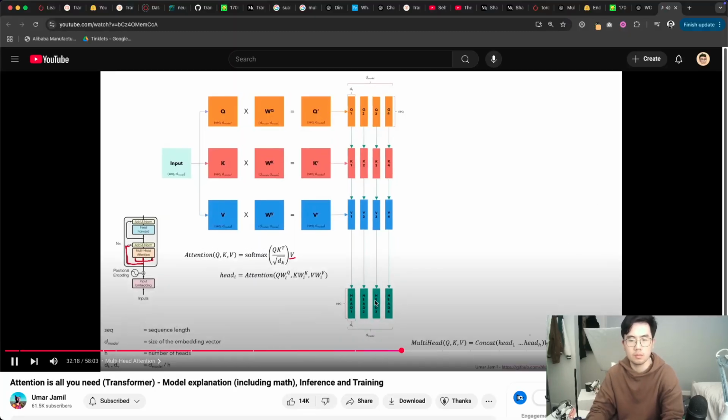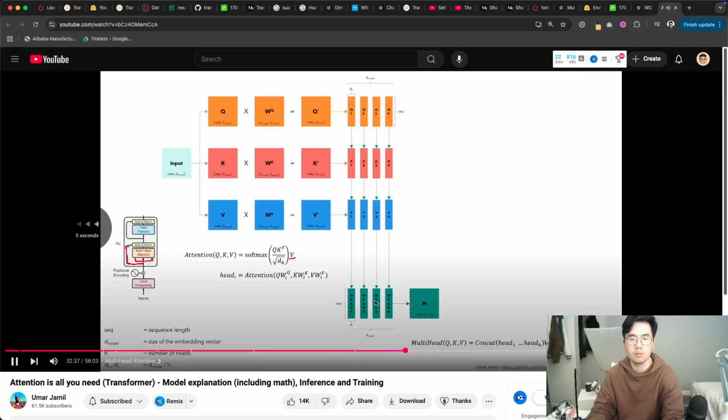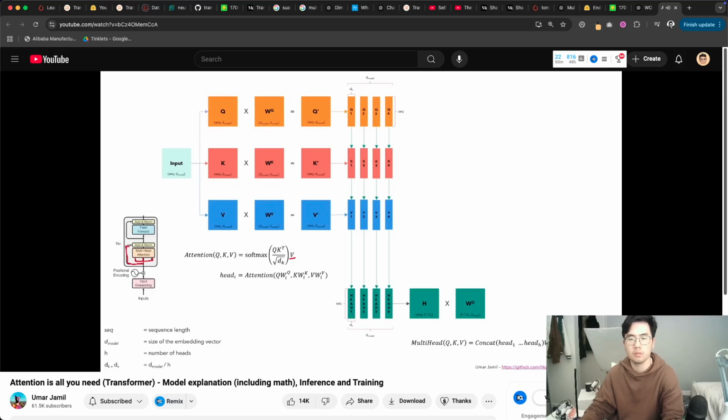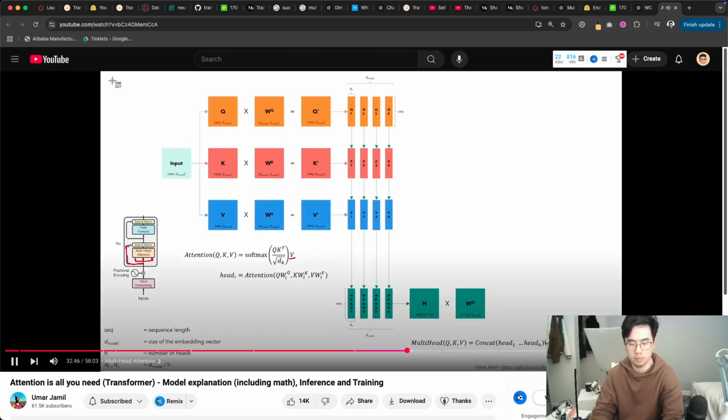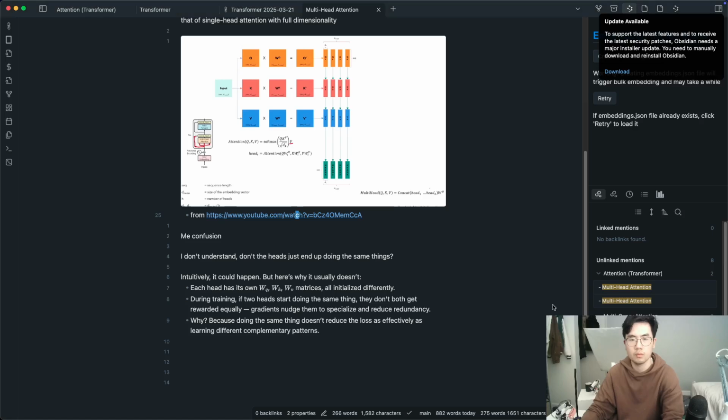Multiplying h by dv, as we know, dv is equal to dk, so h multiplied by dv is equal to d model. So we get back the initial shape. The result of this is denoted by Wo, and Wo is a matrix that is h multiplied by dv, so d model, by the other dimension being d model. The result of this is a new matrix that is the result of the multi-head attention, which is sequence by d model.